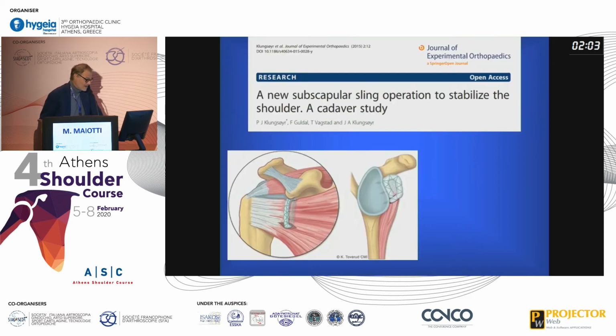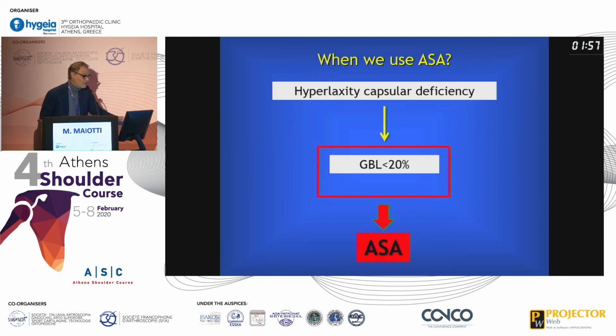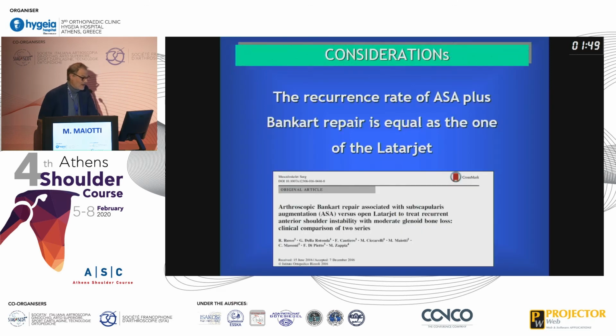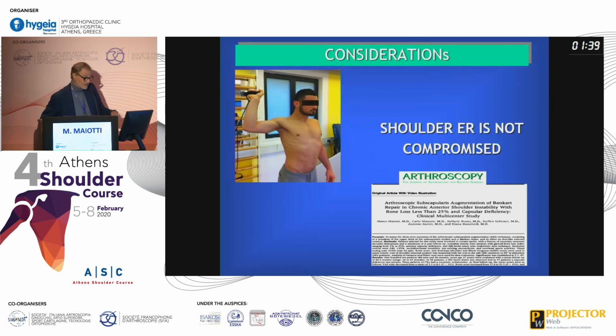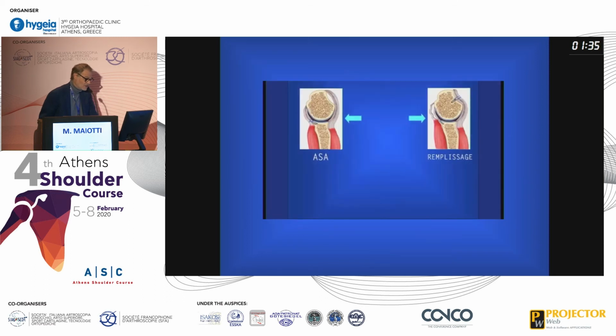These are other guys that tried this operation in another way. So when do you use it? Hyperlaxity, capsular deficiency, and glenoid bone loss less than 20%. This is a problem to calculate. And the recurrence rate of ASA plus Bankart repair is equal to the Latarjet when the indication is good. Important, there is no compromise of the external rotation.